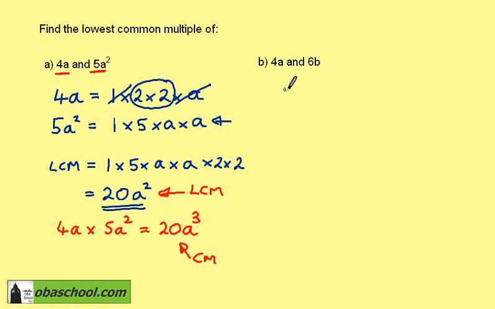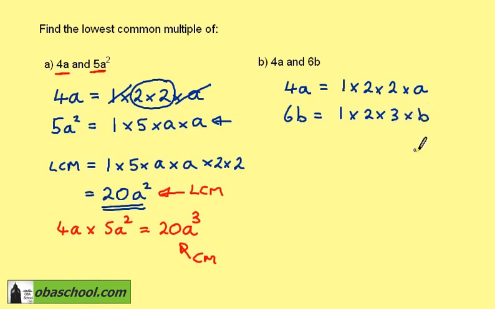Now let's look at 4a and 6b. 4a can be written as 1 times 2 times 2 times a. 6b can be written as 1 times 2 times 3 times b. Start with this one. The lowest common multiple is going to be 1 times 2 times 3 times b.